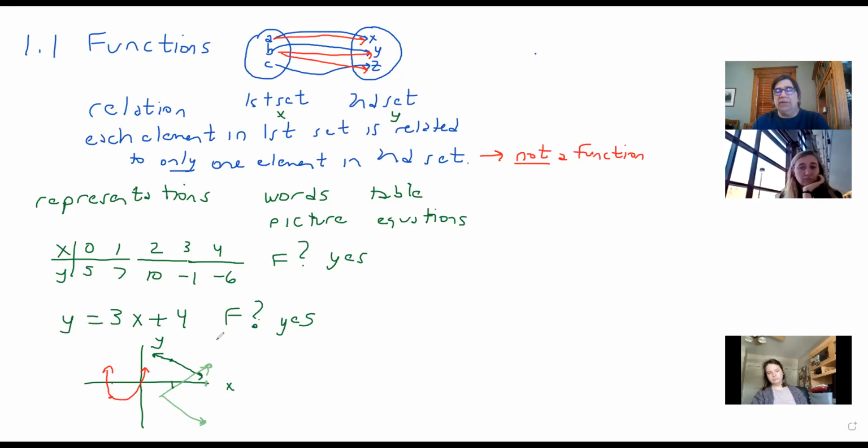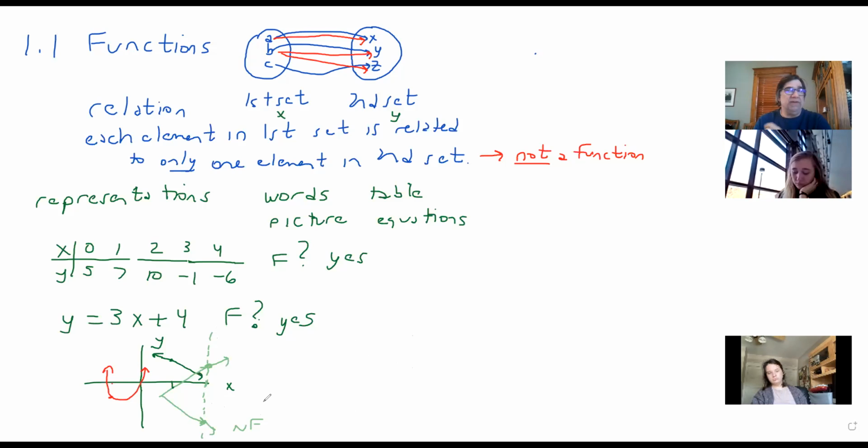So a lot of you are thinking vertical line test here. That's exactly what you do when you are looking at a picture. If you draw a vertical line, which represents an input, and that vertical line intersects the graph more than once, the definition is not satisfied. So the light green graph is not going to be a function. And that's the only one.